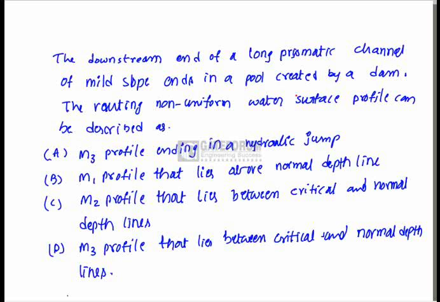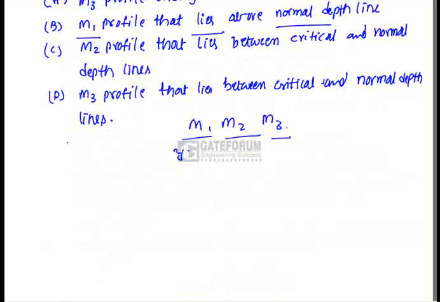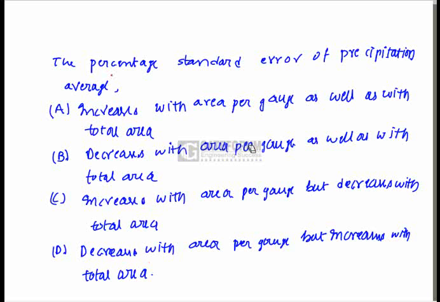Of mild slope, there are three profiles M1, M2 and M3. Over here M1 profile lies above the normal depth line. So option B is correct. As it is a direct question, the percentage standard error of precipitation average decreases with area per gauge as well as with total area. So answer B is correct.